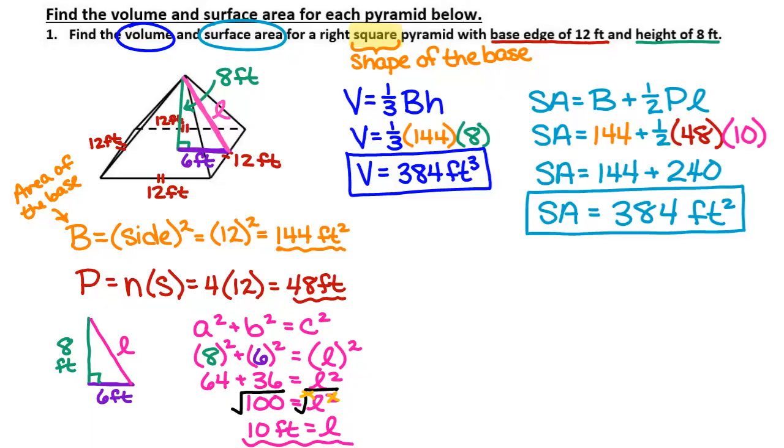Is it the same thing as height? No, slant height is not the same thing as the height. Slant height goes along a lateral face, so along one of the triangles. The height is right here, exactly where you put it. The slant height is here, along that triangle. You get it? Okay.